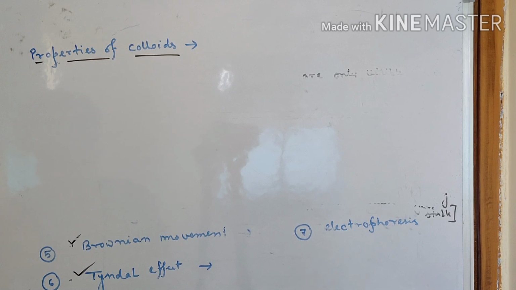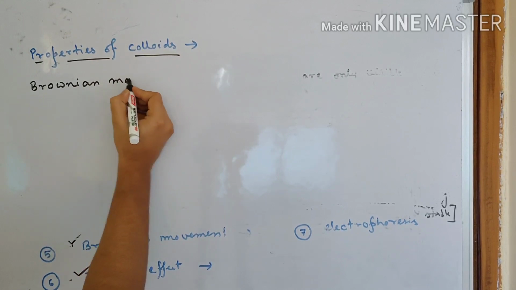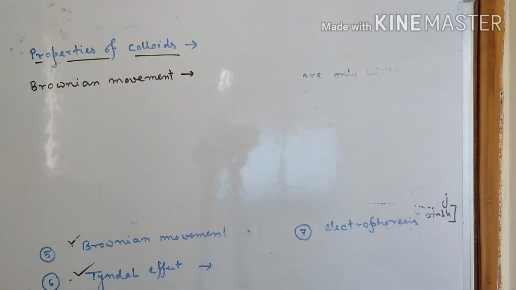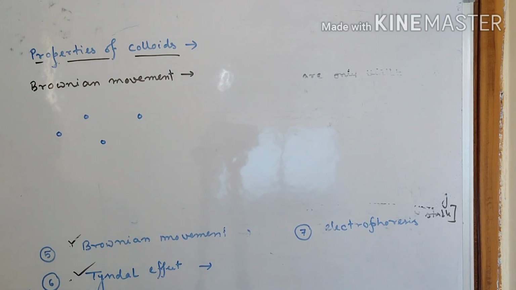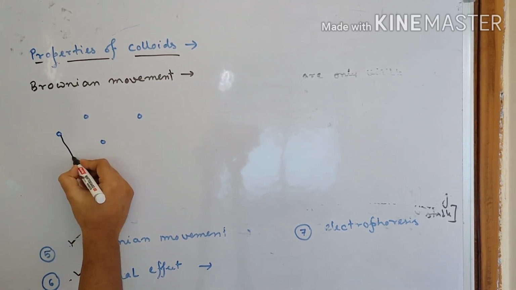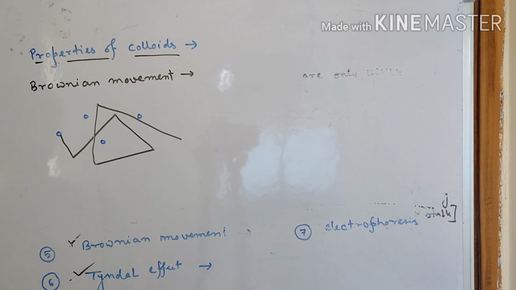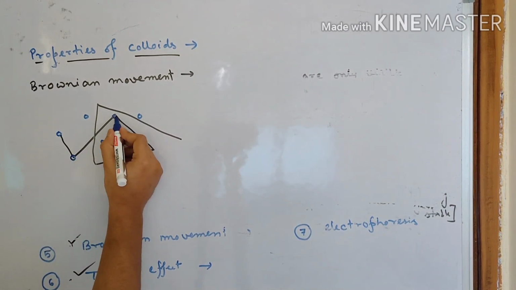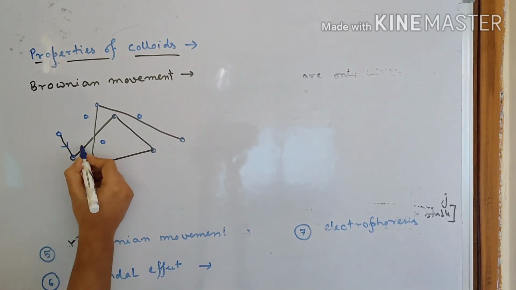Now let us discuss this very important topic known as Brownian movement. In case of Brownian movement, what happens? Say for an example, if you observe the colloidal particles under a microscope, suppose these are the particles. Suppose there are 4 particles. They will have a random zigzag motion, like this will come here, then it will go here, then it will come here, again like this. Everywhere the particle moves around like this.